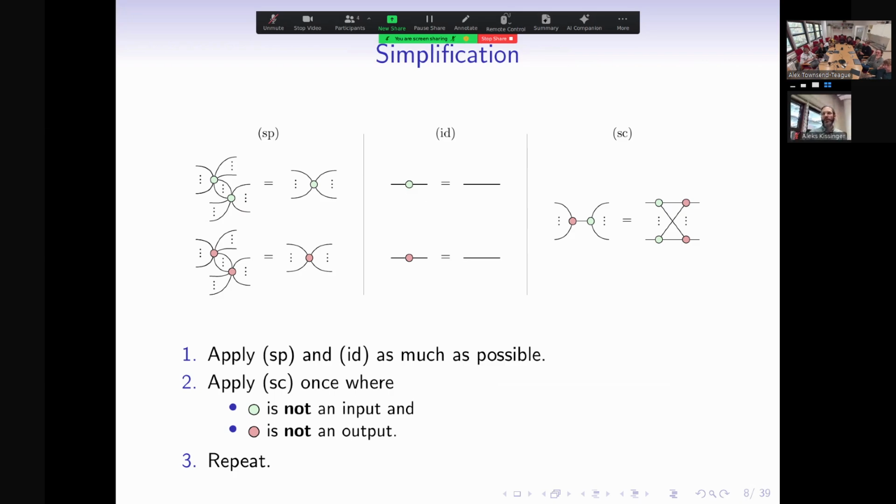And then I just repeat. Okay, and what you can prove is at some point this thing is going to terminate. So these rules, I won't be able to do step 1 and 2 anymore. And once that happens, then I say that I'm in a canonical form.